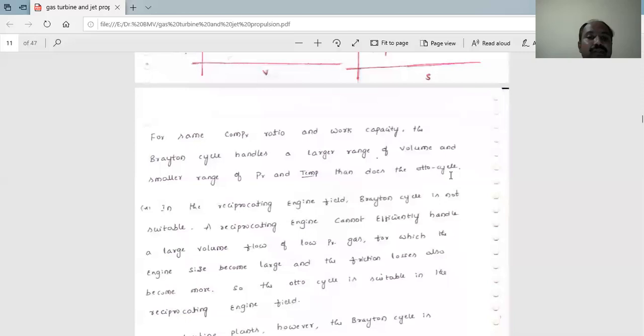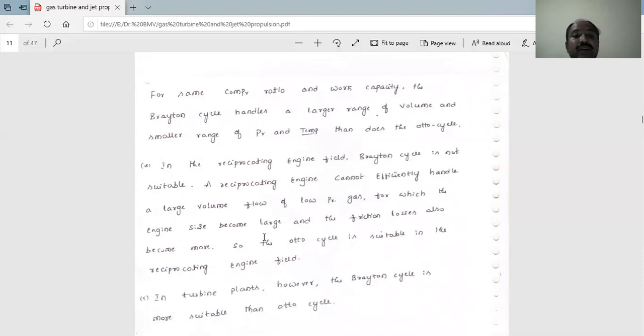Compared with the Otto cycle, in the reciprocating engine field, the Brayton cycle is not suitable. A reciprocating engine cannot efficiently handle the larger volume flow and low pressure gas, for which the engine size becomes large and friction loss also becomes more, so the Otto cycle is suitable for the reciprocating engine field.